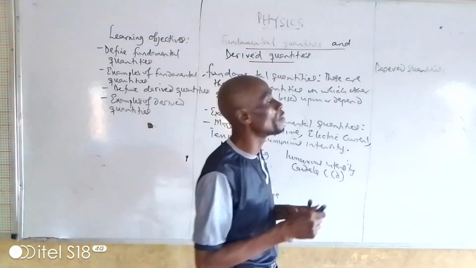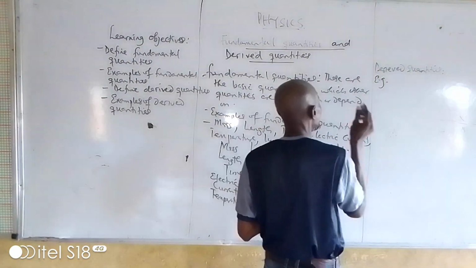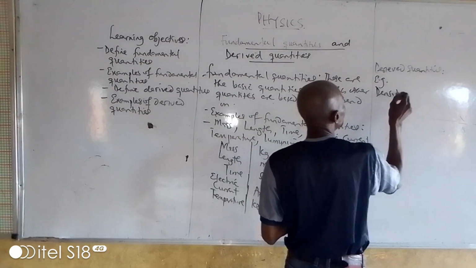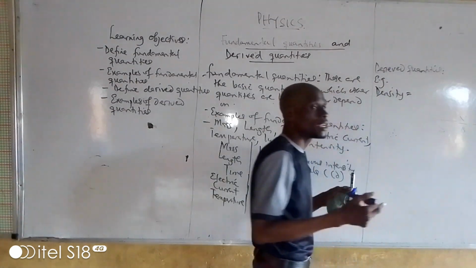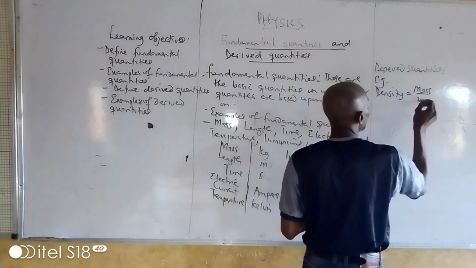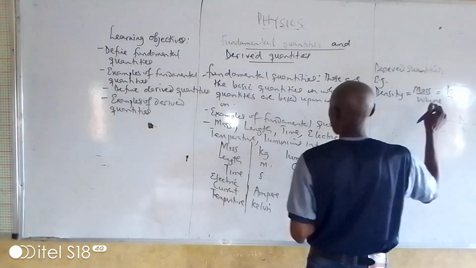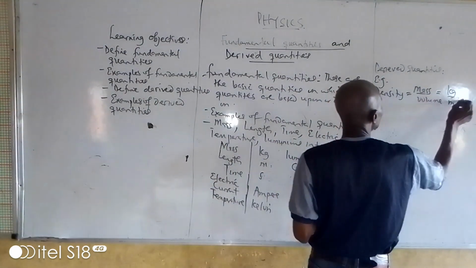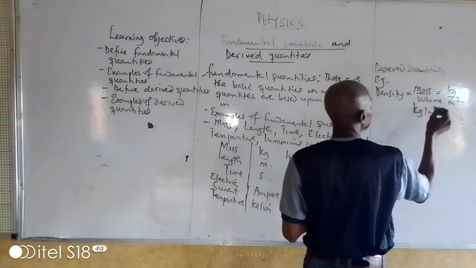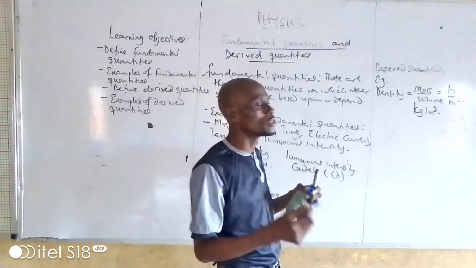Examples of derived quantity. We have density. Density is a derived quantity. The formula of density is mass over volume. Your mass is in kilogram, like I told you, and your volume is in meter cube. By the time you combine that, kilogram per meter cube, that is the density. Density is a derived quantity.